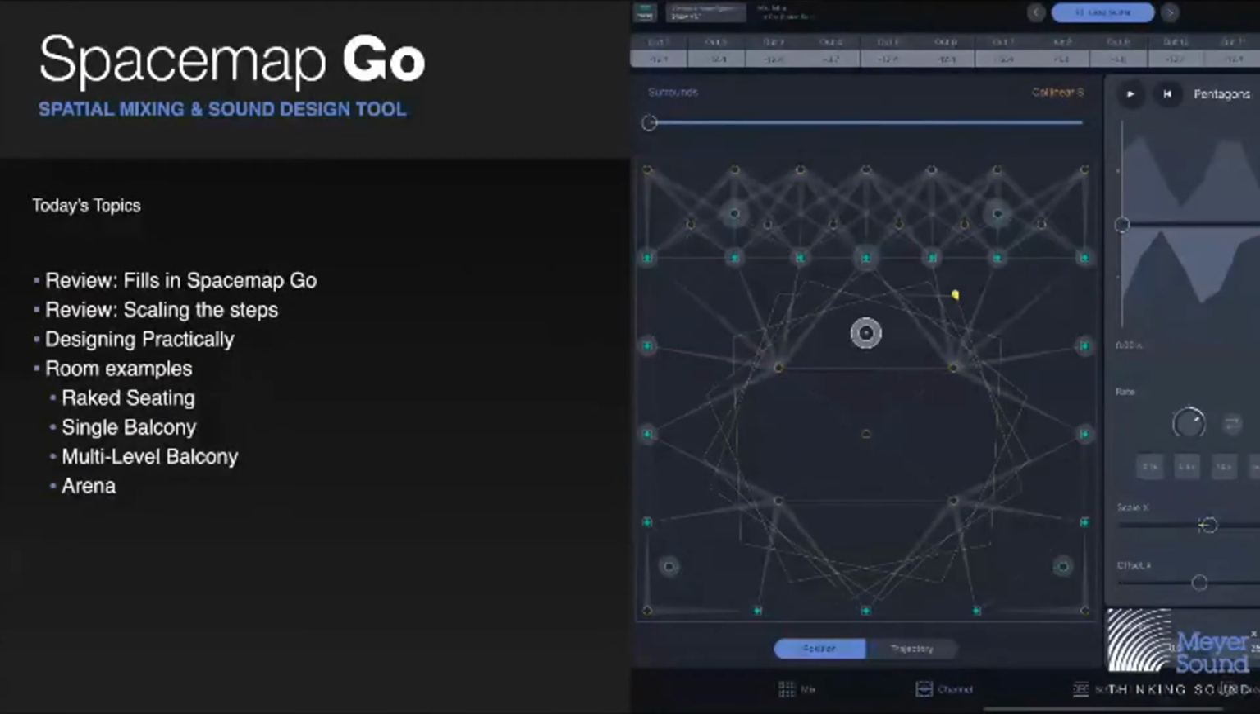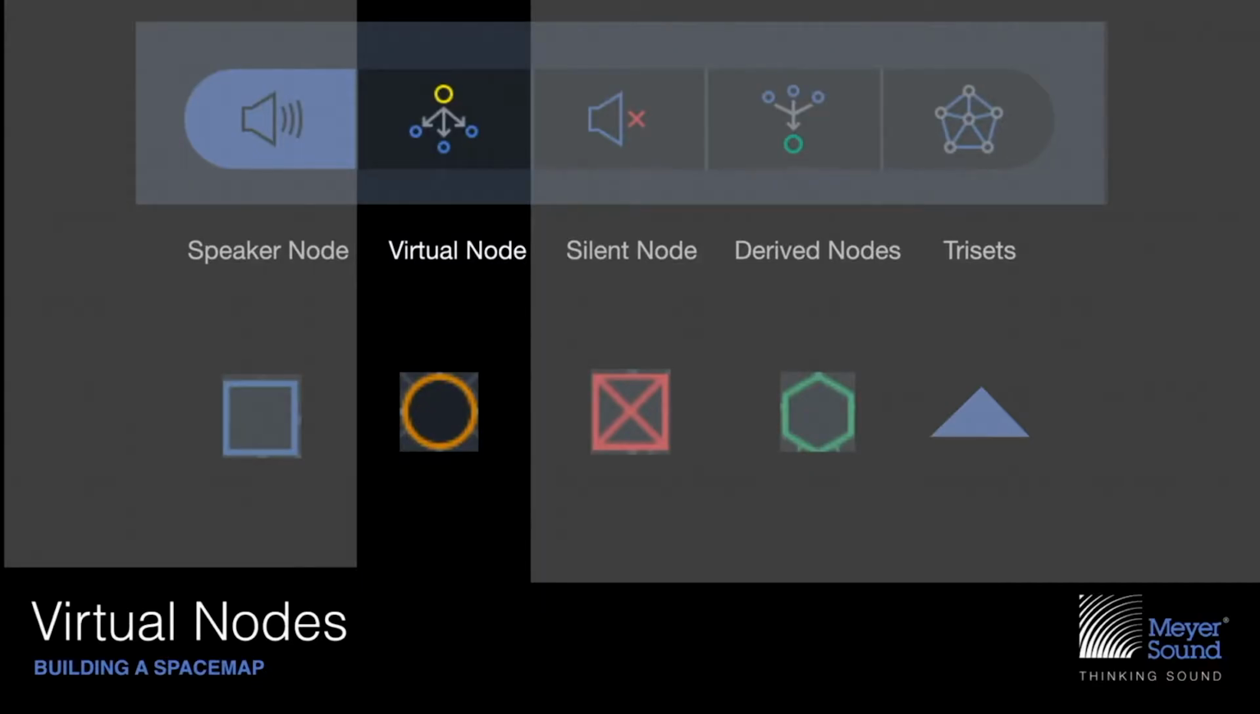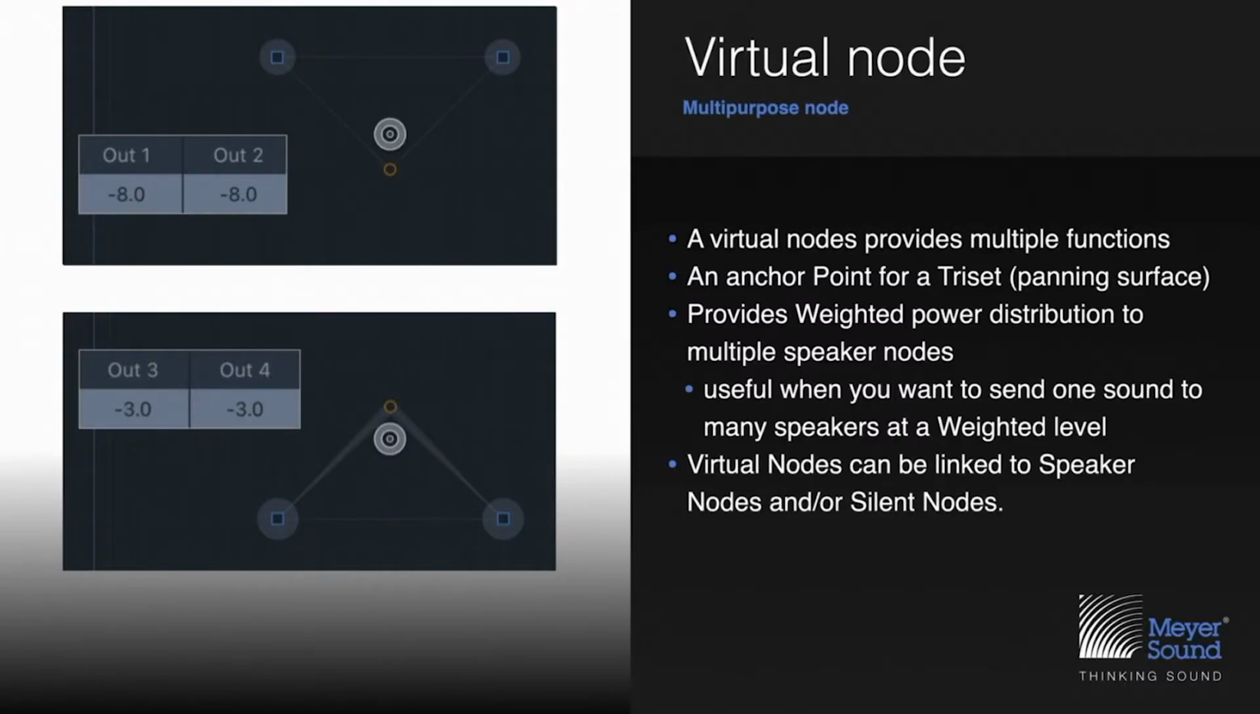So to begin, let's talk about fills and how to deal with them within the application before we get into the system design side. So there's a couple useful types of nodes within Spacemap Go that we can use to make our space maps utilize fill systems. The first is a virtual node. And a virtual node is a jack of all trades, multi-purpose node. The first purpose of a virtual node, as we've said, is to just be the third point in our triangular panning surface, or triset. The second purpose of a virtual node is that it provides weighted distribution of audio level to speaker nodes that it is linked to.